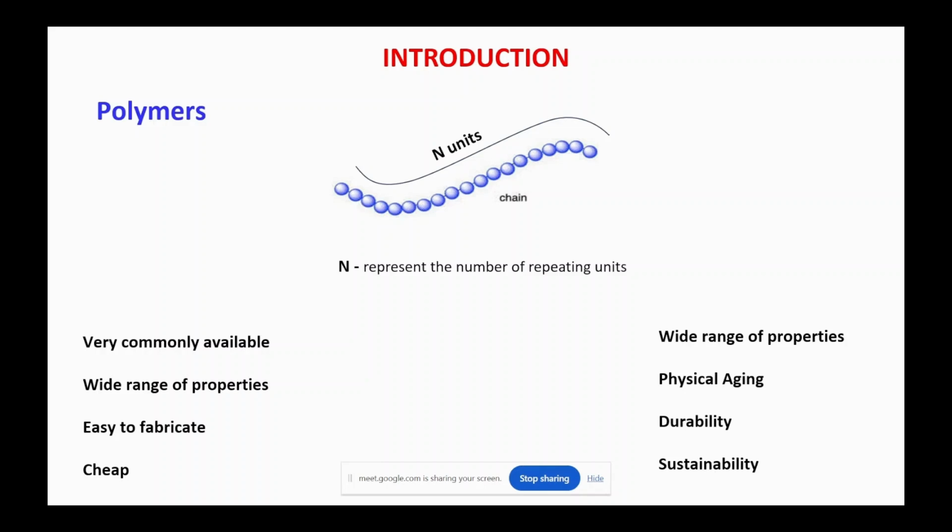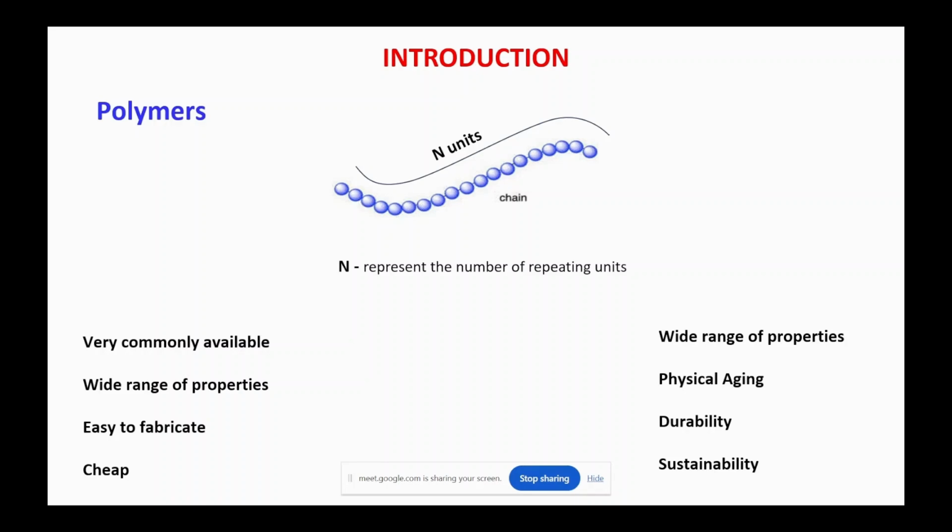Since these polymers have a wide range of properties, which is basically due to their macromolecular nature, such a big polymer chain, because of this macromolecular nature they exhibit variable properties. Since they exhibit variable properties that depend upon the macromolecular nature, each and every aspect of the polymers will change depending upon the molecular weight of the polymer.